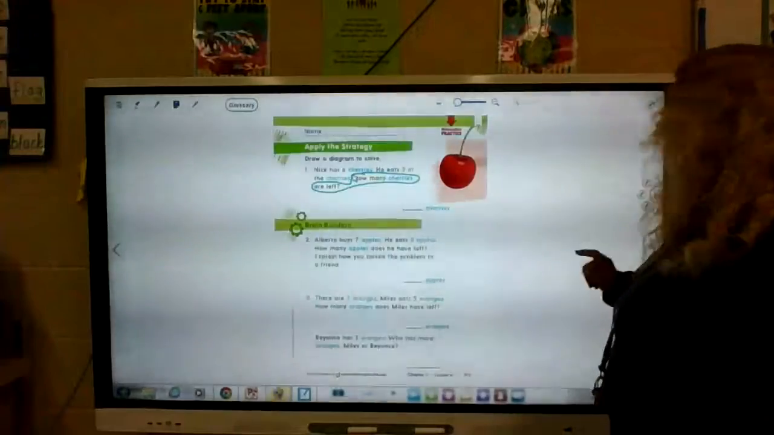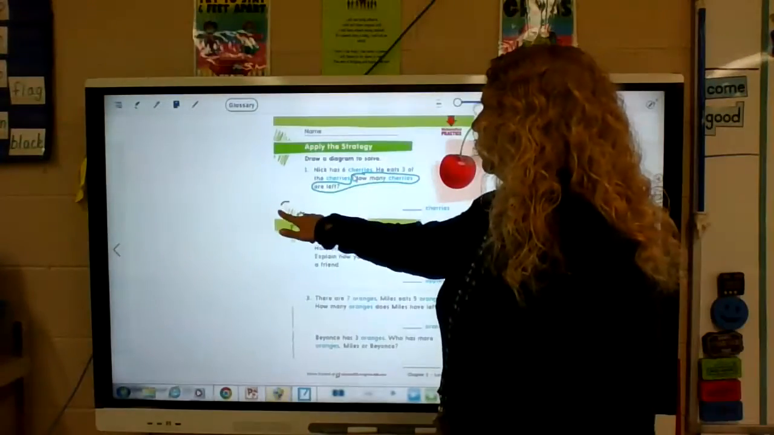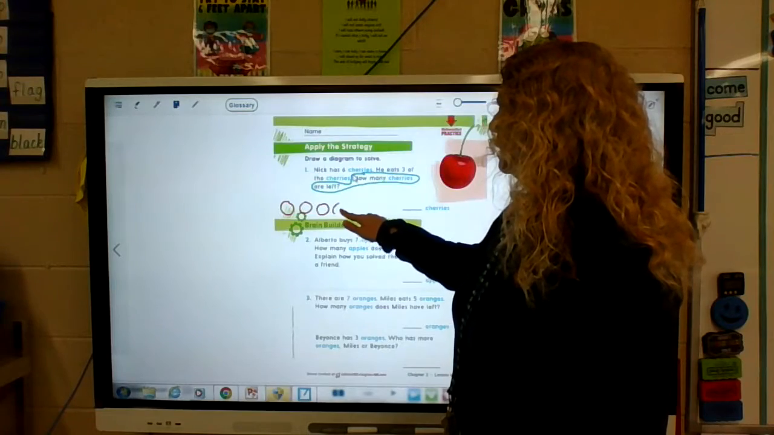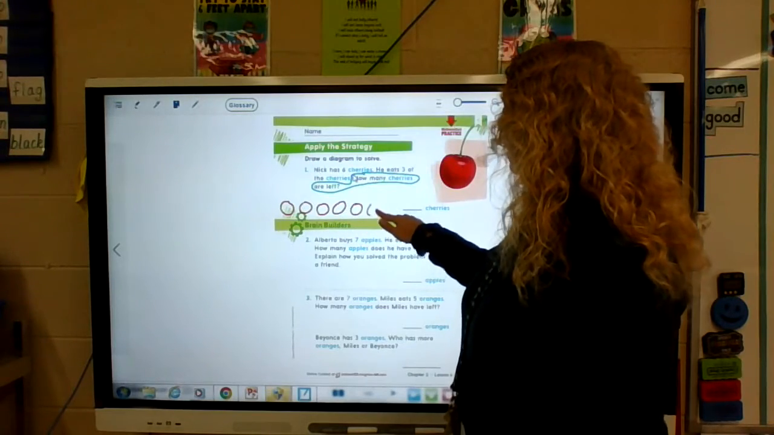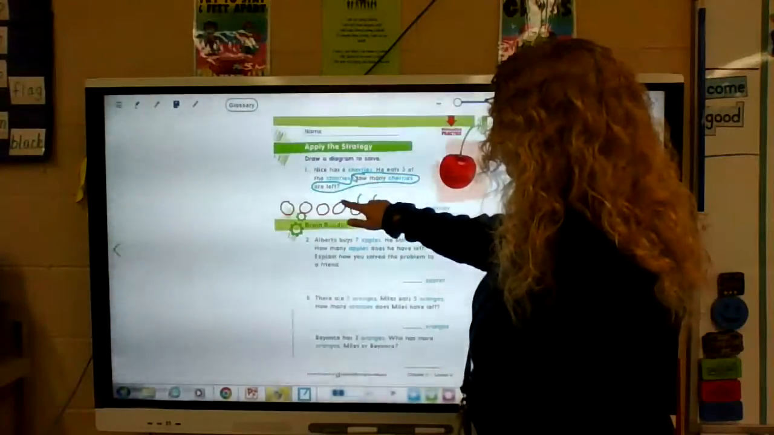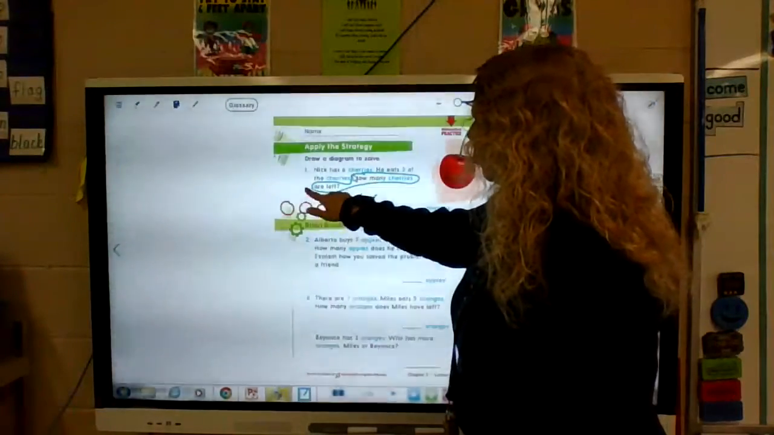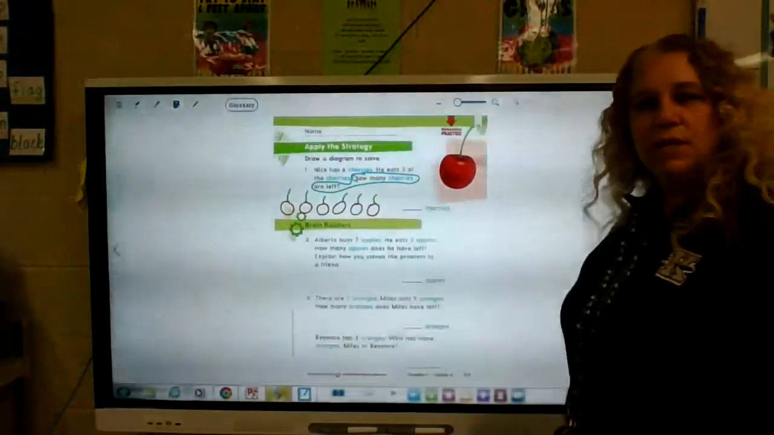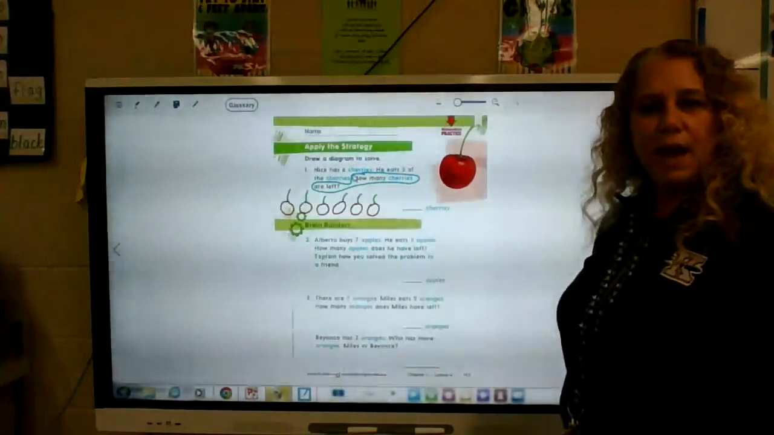We're going to draw 6 cherries. They could be 6 circles. If you want to give them stems, you can give them stems. Since I have colors here, I'm going to make it look like a cherry a little bit. I drew 6 cherries. That's what Nick has.